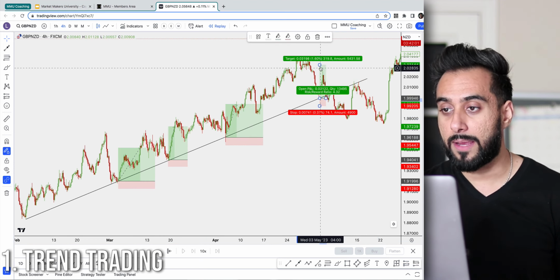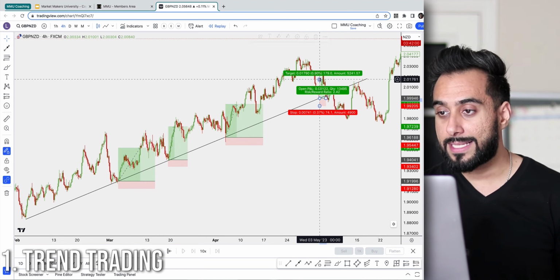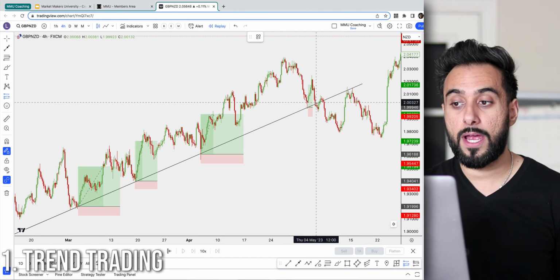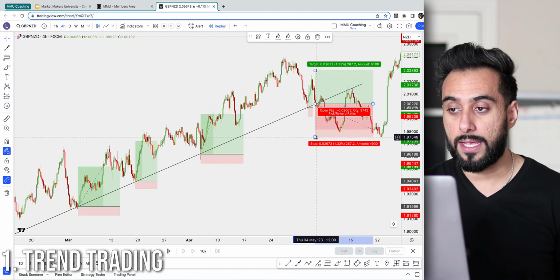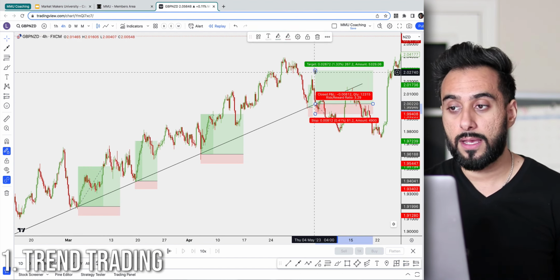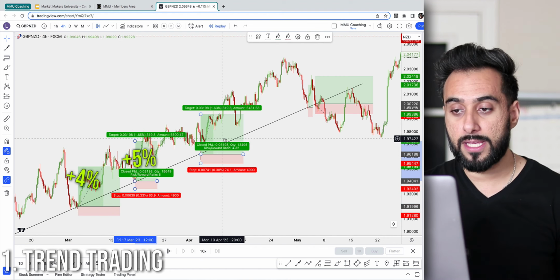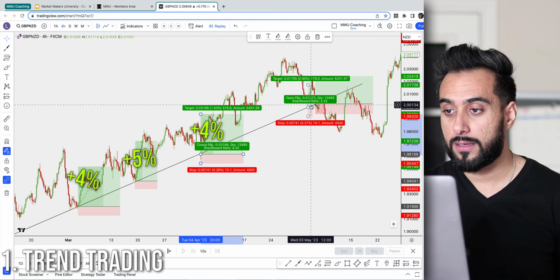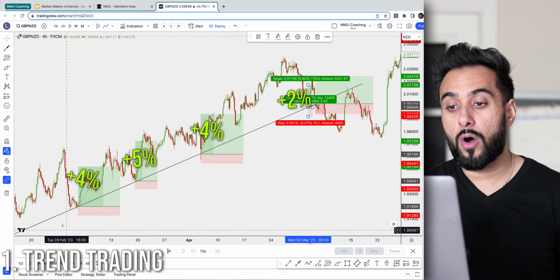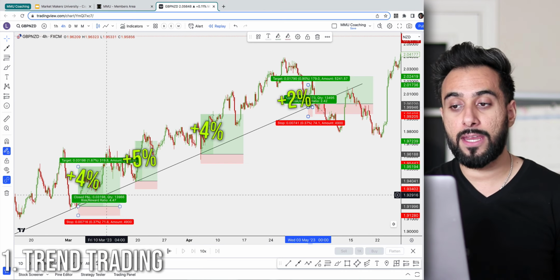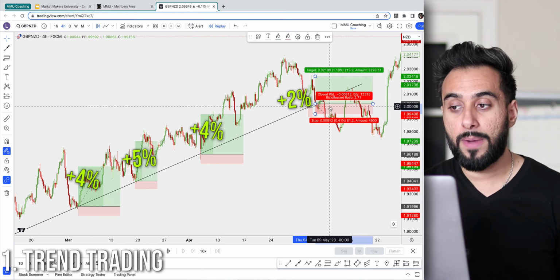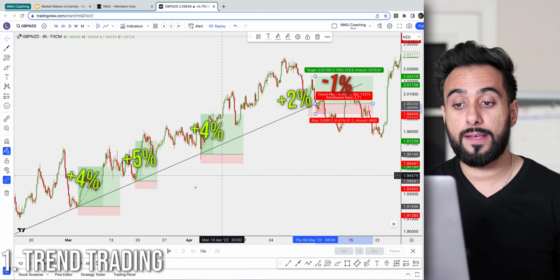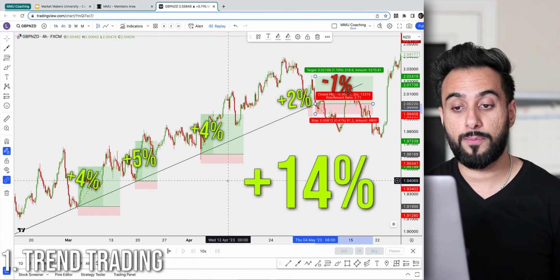And then the next time that the price touched this area, we still have to enter because we cannot be biased. We still have to enter. We enter the trade here, and it ends up going against us, and we've now lost that trade. So let's just say with just these risk to reward ratios, 4% gain, 5% gain, 4% gain, 2% gain. Overall, that's a 15% gain on our account with these 4 trades, minus the 1% loss that we got. So this gives us an overall gain of 14% total.